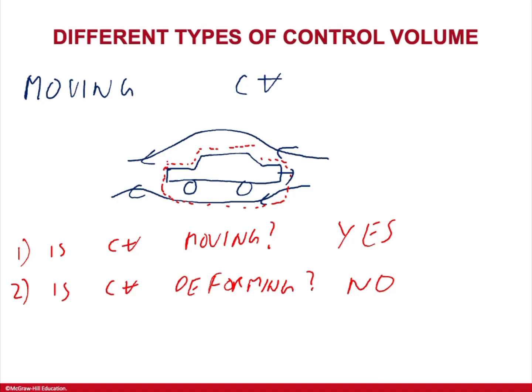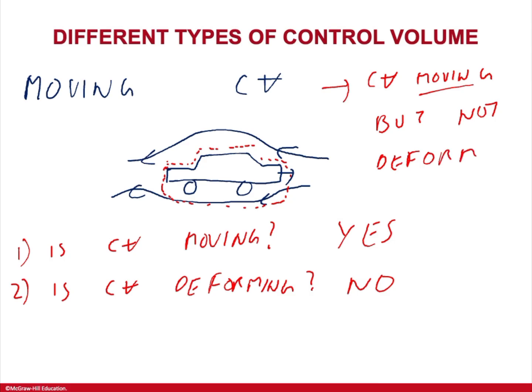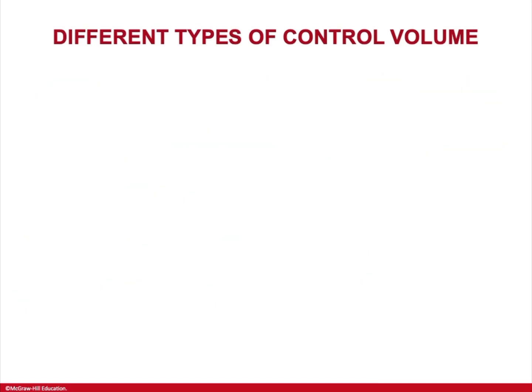So for a moving control volume, essentially the control volume is moving with a certain velocity, the control volume is moving but not deforming. Okay, hopefully that is clear. Okay, so I guess you can guess what the last type of control volume is, and that is the deforming control volume.